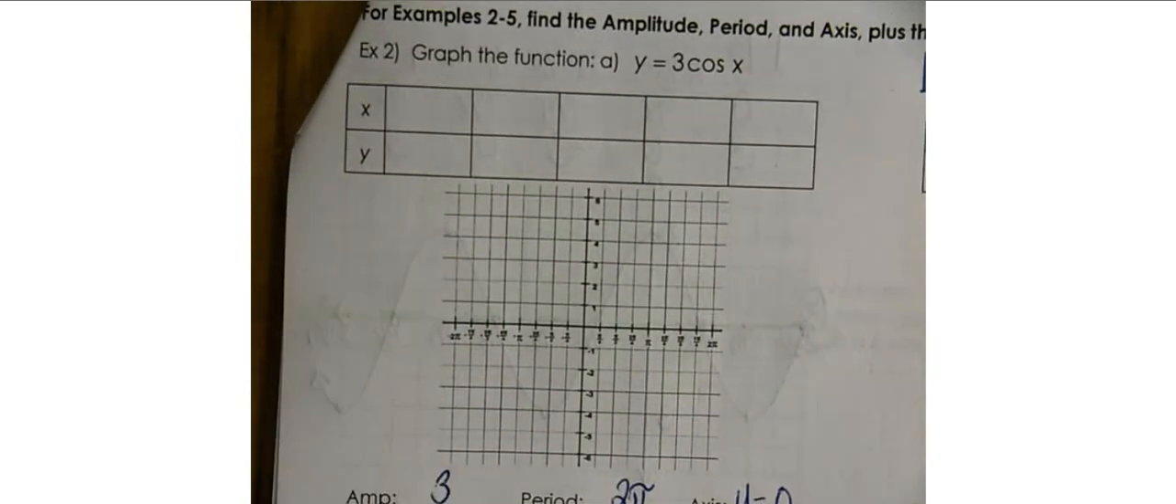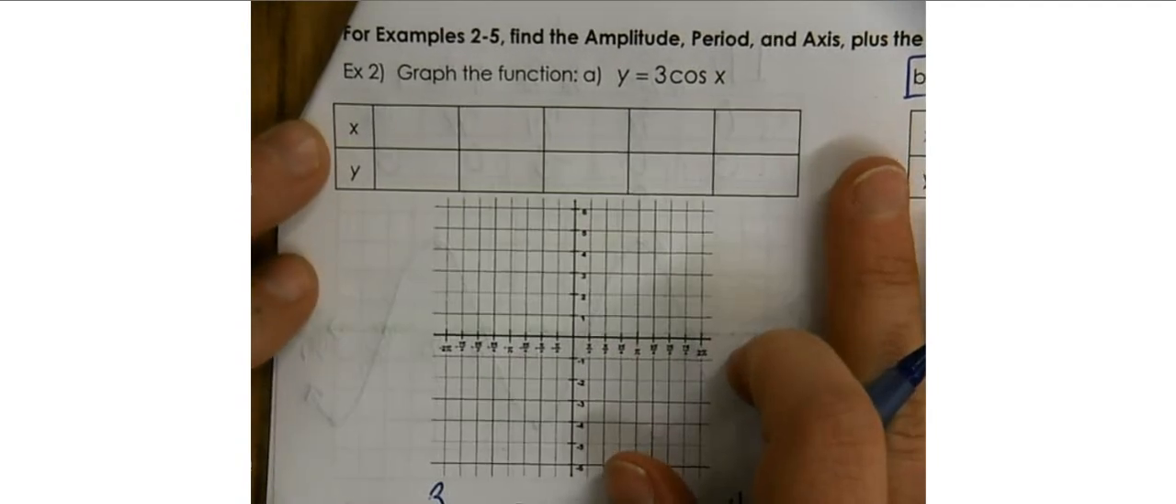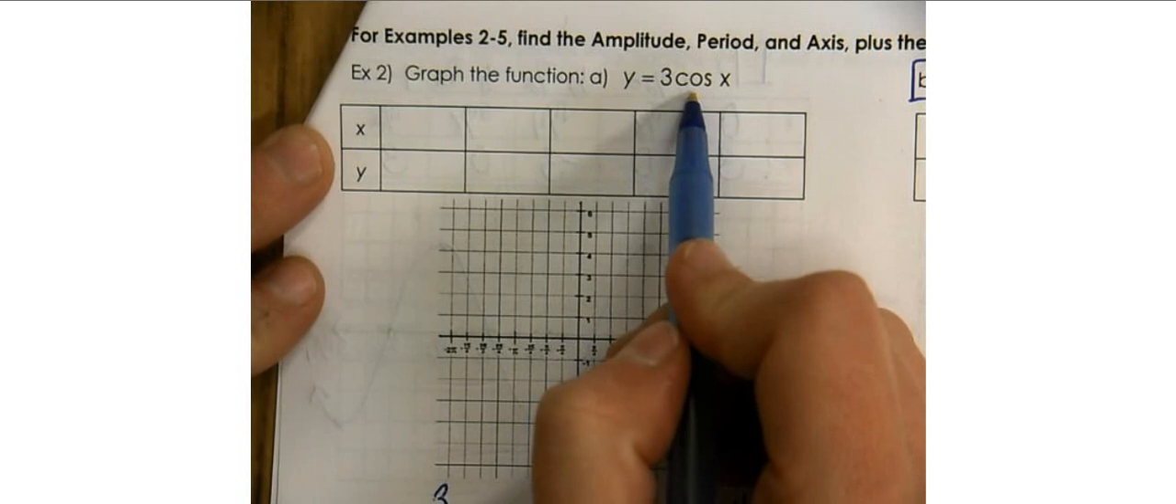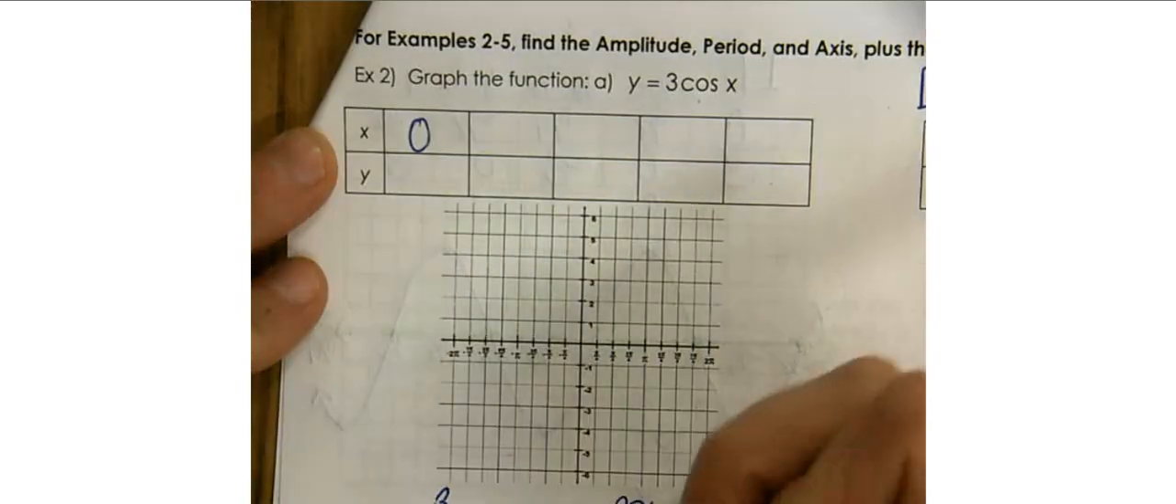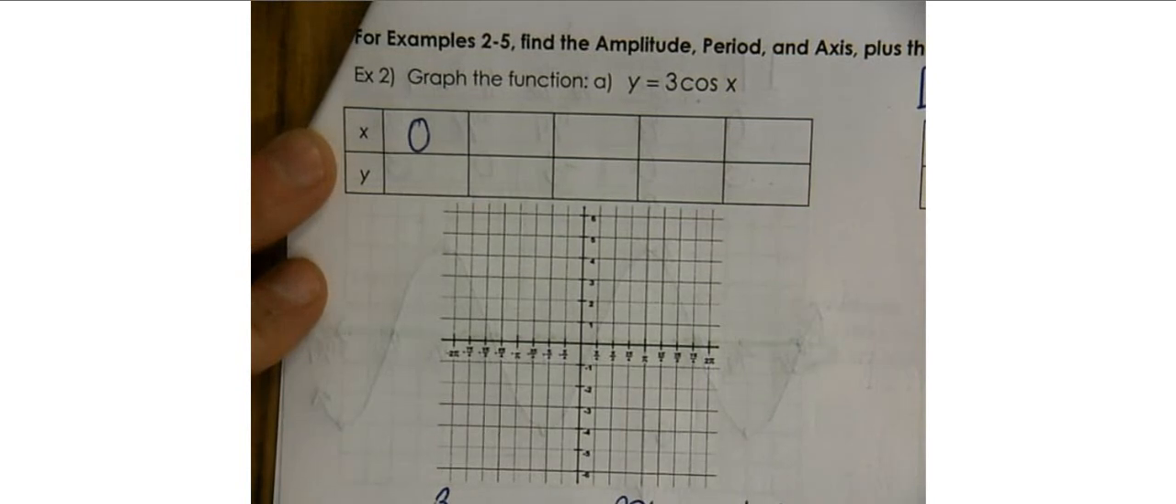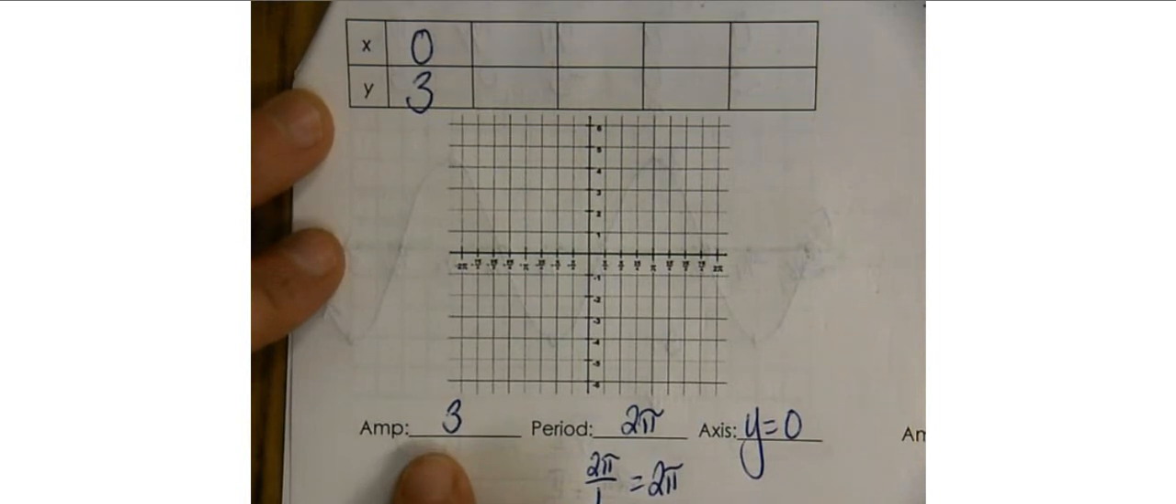All right, so now what I would like you guys to do is we're going to come up with our table of values. And when it comes to our table of values, since this is cosine, I know that cosine always starts where x is equal to 0, and it's up, 0, down, 0, up. So up means it's going to start at its maximum value, and the maximum value in this case is going to be 3. And you get that number from your amplitude, so it's going to be 0, 3.